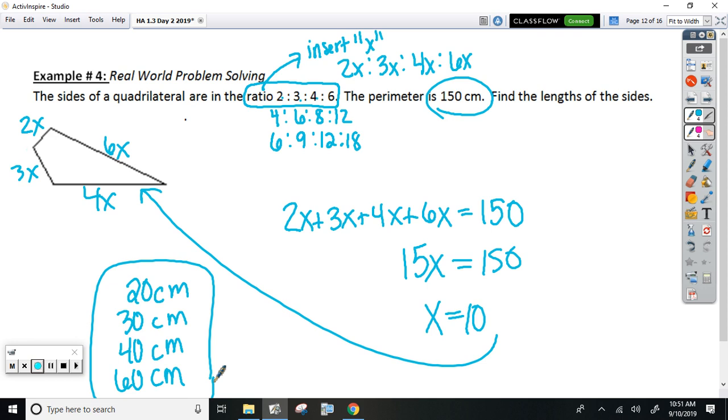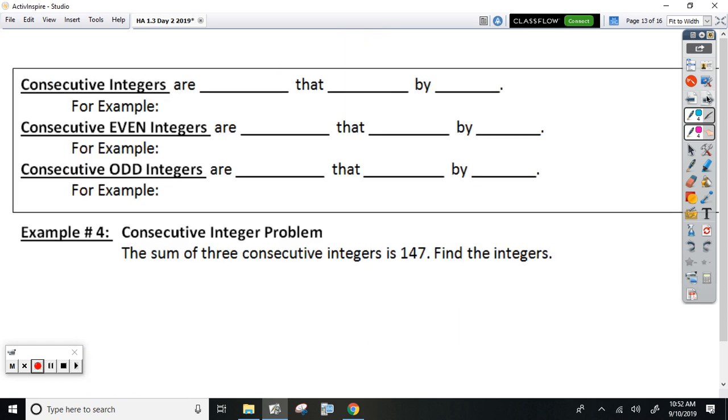All right, the last couple examples are about number theory. They talk about consecutive numbers. Consecutive integers are integers that go in order. So 4, 5, 6, 7. Those are consecutive integers. They go in order. They are also known as integers that differ by 1. So they're 1 unit apart from one another. Remember, integers don't include decimals, so these are going to be positive and negative whole numbers.